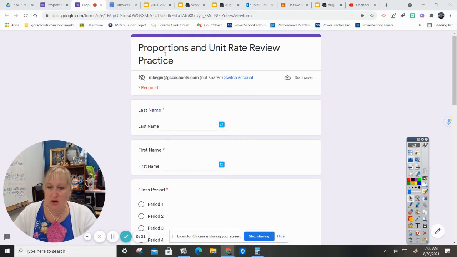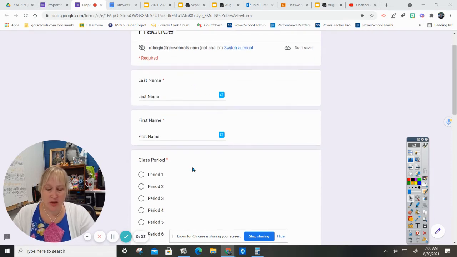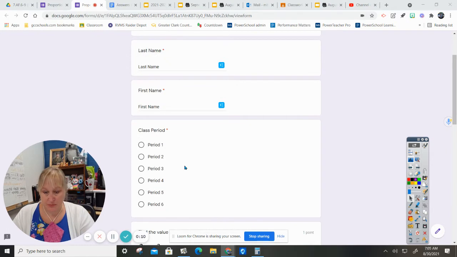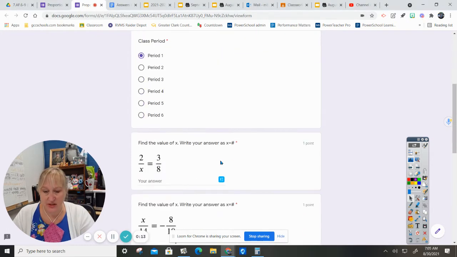Okay, we are working on reviewing with proportions and unit rate. This is practice. Make sure that you have your first name and your last name on the paper and which class period that you're in.